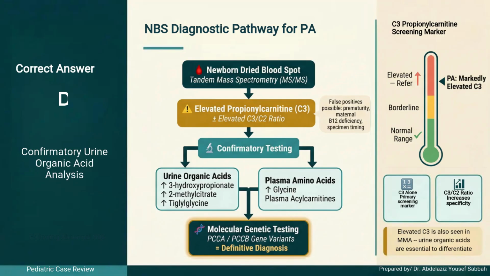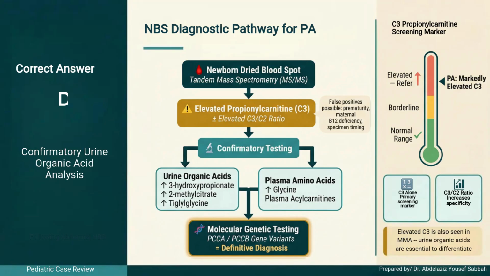The correct answer is option D, perform confirmatory urine organic acid analysis and plasma acylcarnitine profile urgently with immediate metabolic consultation. The diagnostic pathway begins with the newborn dried blood spot analyzed by tandem mass spectrometry, which detects elevated propionyl carnitine, known as C3, with or without elevated C3 to C2 ratio.